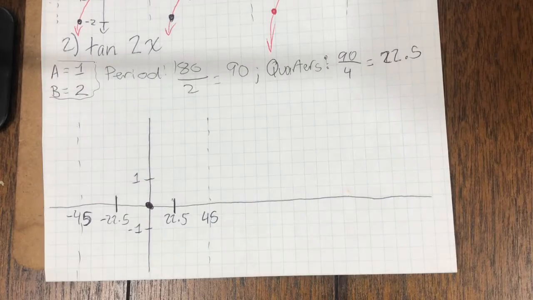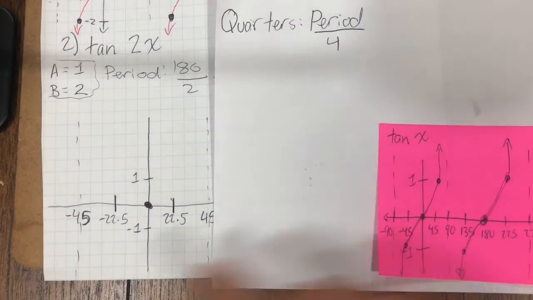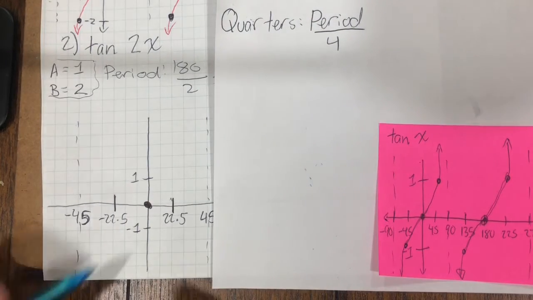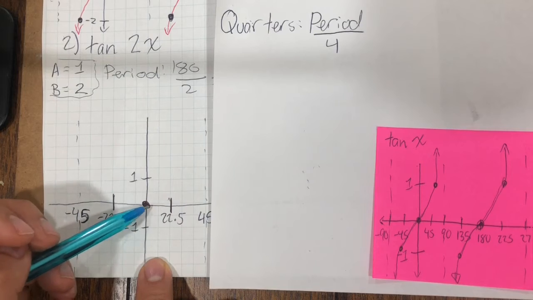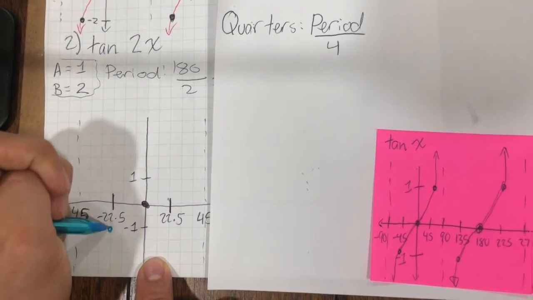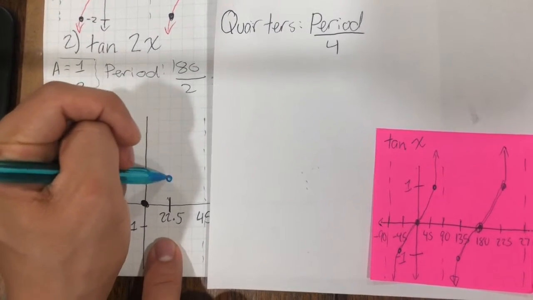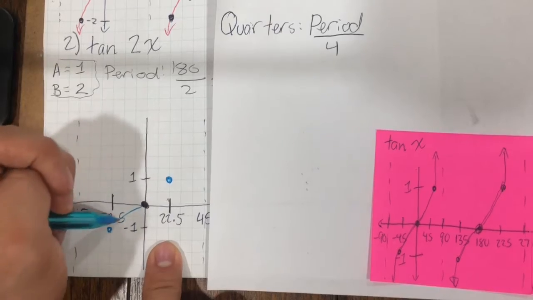All right. So then I have the pattern of the tangent graph to make this graph. So we add 0, 0 for the midpoint. So at negative 22.5, I'm at the low, mid, then high at positive 22.5. Then connect the points.